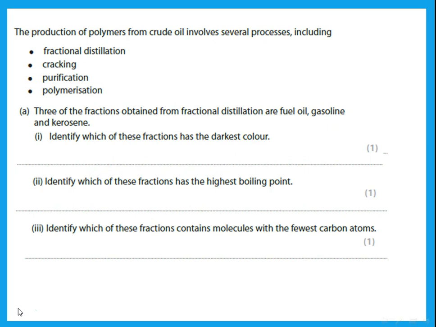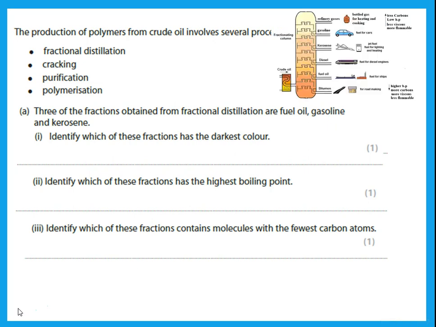Production of polymers from crude oil involves several processes, including fractional distillation, cracking, purification, polymerization. 3 of the fractions obtained from fractional distillation are these. Identify which of these fractions has the darkest color. Again, you should remember this diagram. The darkest color is the one at the top or at the bottom. You have to remember that as I go down, the color gets darker. So the one with the darkest color is the one that is at the bottom.